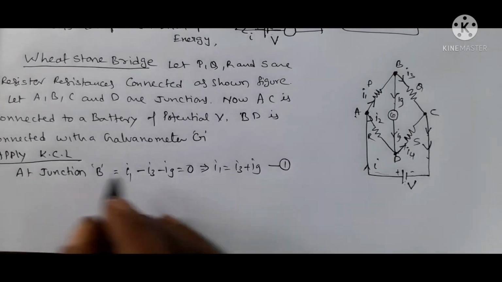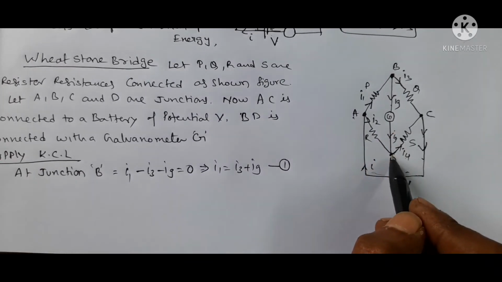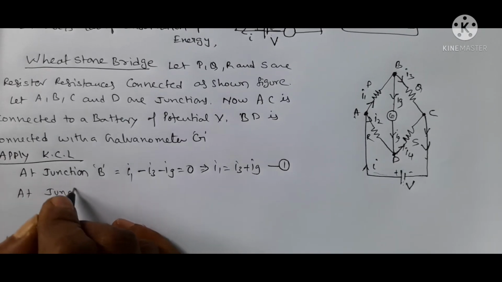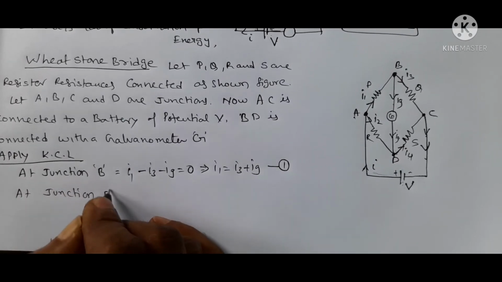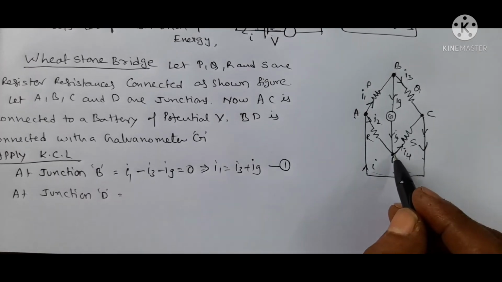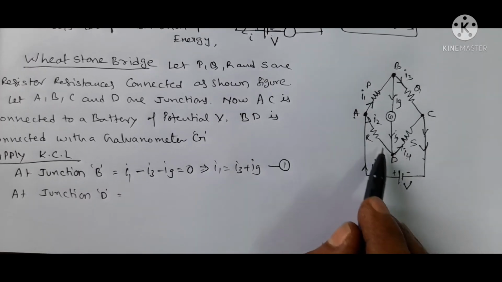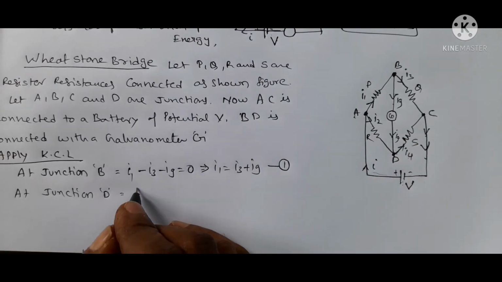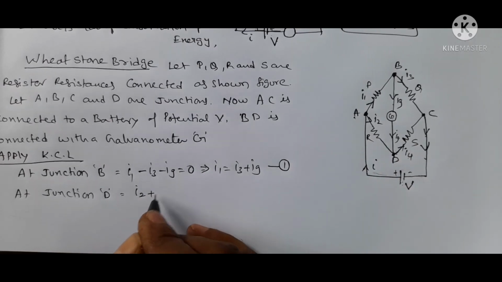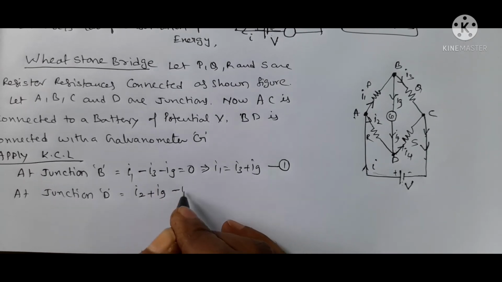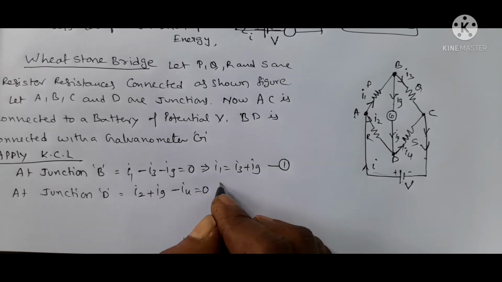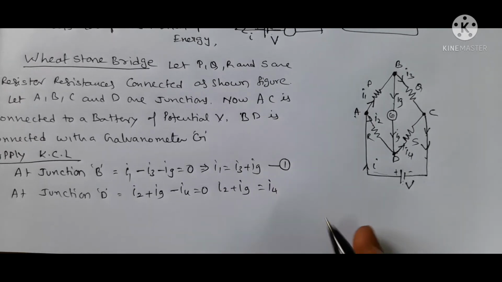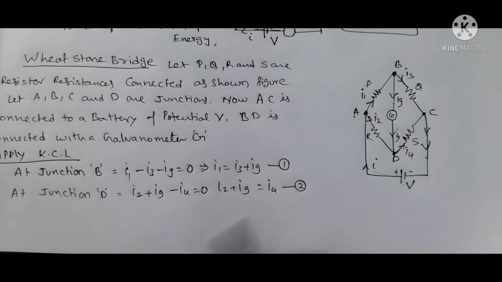Now applying the Kirchhoff current law at junction D. How many are incoming and how many outgoing? Let us say this is an incoming current, this is an incoming current, and this is an outgoing current. Incoming is positive, so I2 plus IG minus I4 is equal to 0. Or else you can write I2 plus IG is equal to I4. Let it be equation number 2.